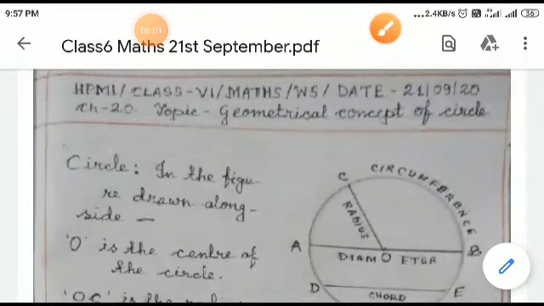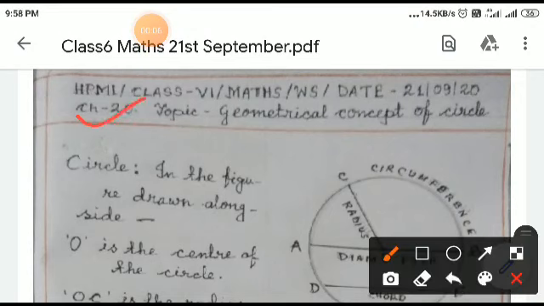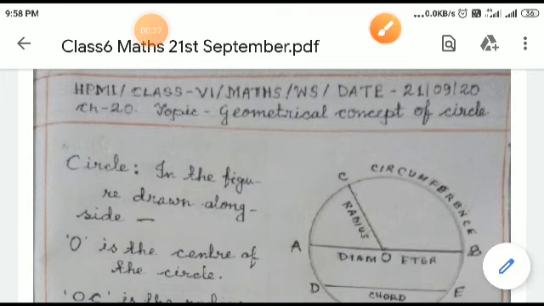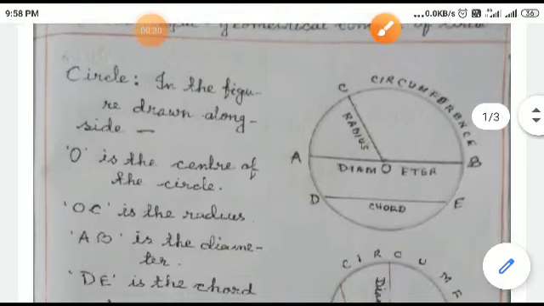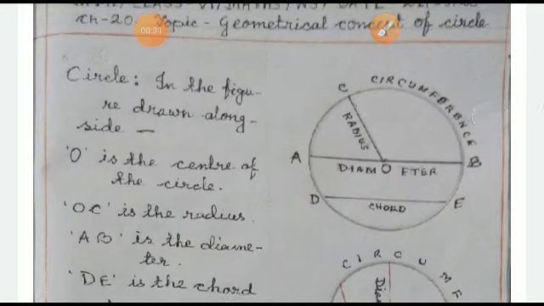Good morning, children. Today we are going to start a new chapter, chapter 20, Geometrical Concept of Circle. I hope you have learned in your previous classes what a circle is and what the different parts of the circle are. Different parts like radius, chord, diameter and circumference. Today we are going to learn about some more parts like arcs, segments and sectors.